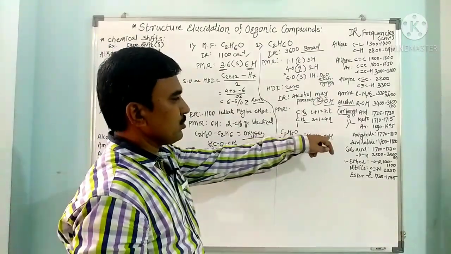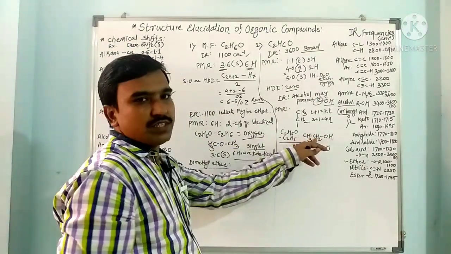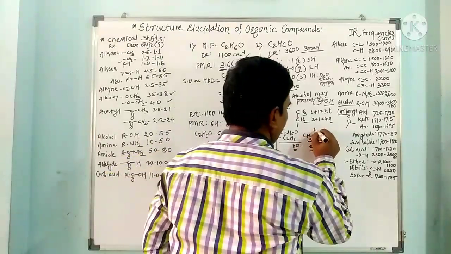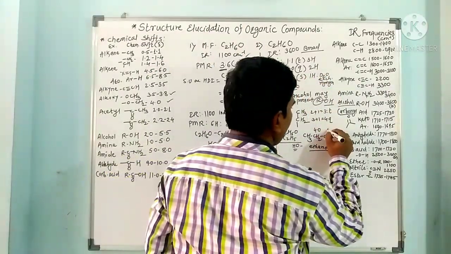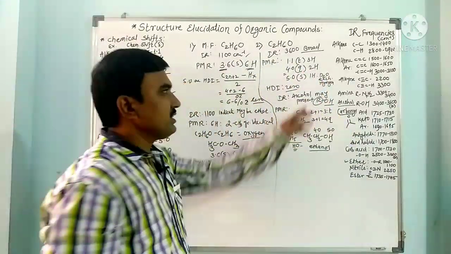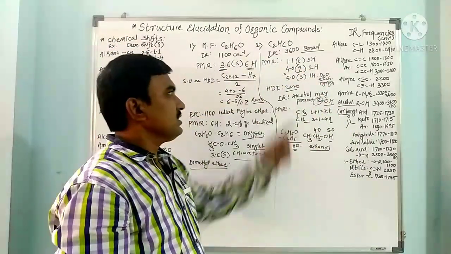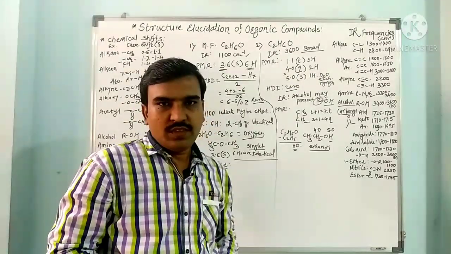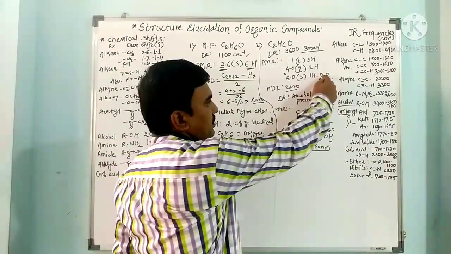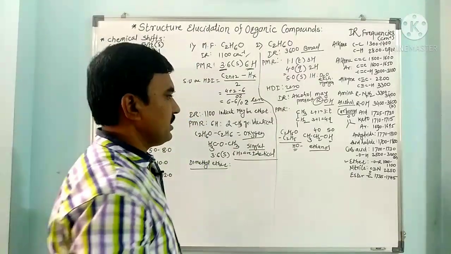So this is attached to oxygen, so its chemical shift is around 4.0. And here this OH, that is D2O exchangeable, so it is at 5.0. So this additional information is given: D2O exchangeable, no unsaturation, one oxygen is there, it clearly indicates alcohol is present. And this hydrogen is the hydroxy hydrogen, the D2O exchangeable hydrogen.